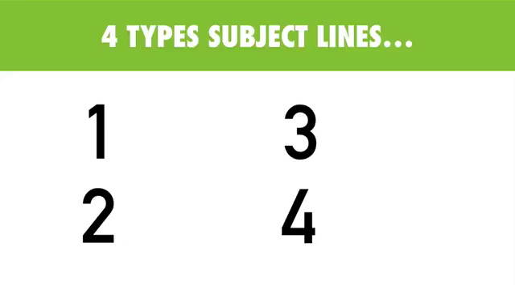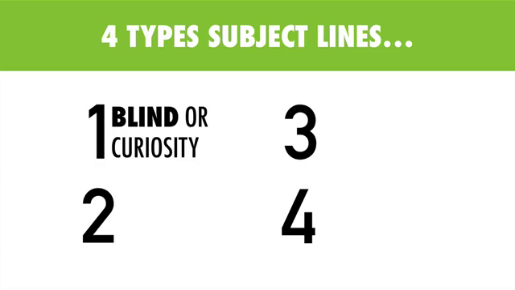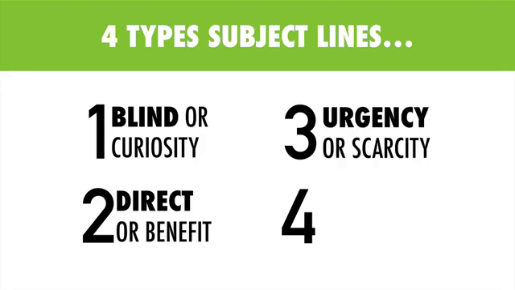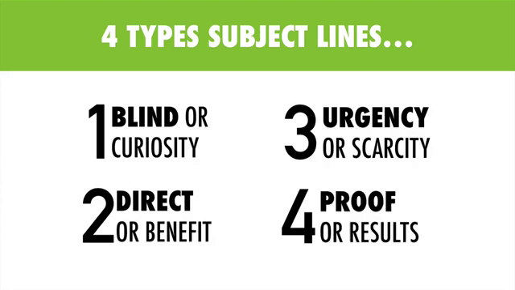So there are 4 different types or categories that all subject lines fall into. The first category is blind or curiosity-based subject lines. Next, we have direct or benefit-based subject lines. Third, urgency or scarcity-based subject lines. And finally, proof or results. Now, you'll see these 4 different categories follow through not only subject lines, but different copy chunks in the body copy, and we'll talk about that next.